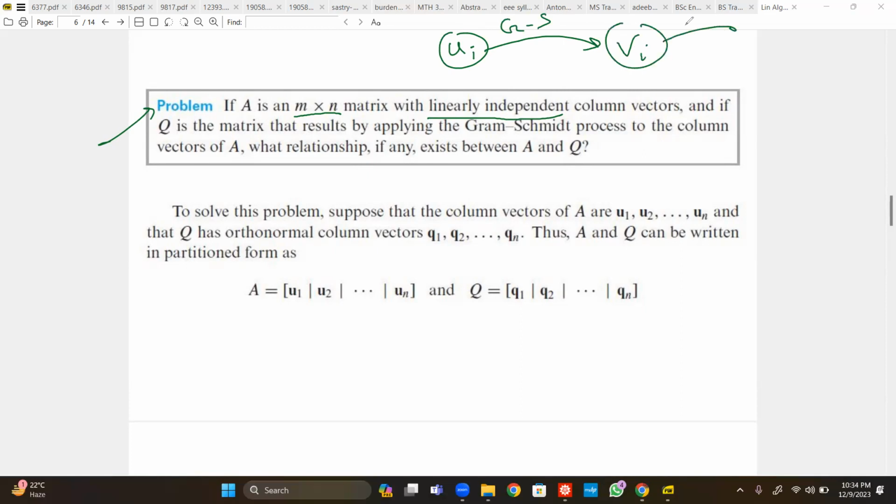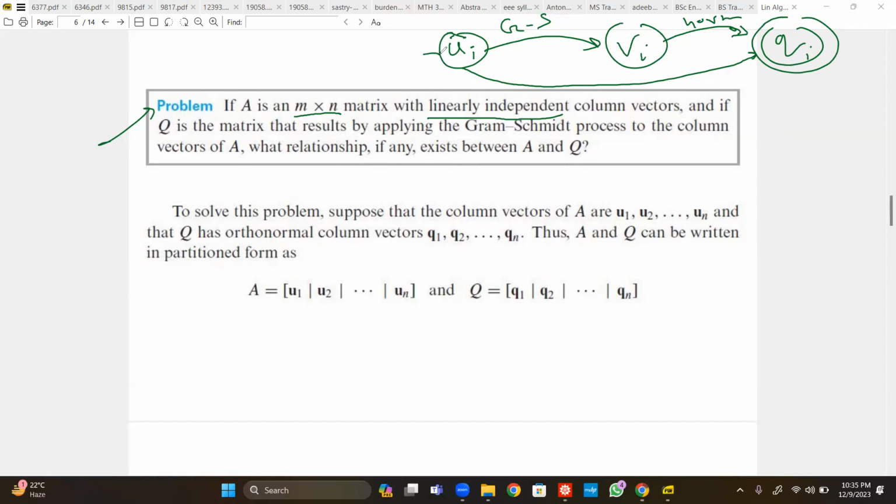In fact, you normalized to get the QI's. And now you form a new matrix, which is also m by n, called Q, that contains the modified versions of UI. The original columns, since they were linearly independent, were a basis for the corresponding space, but they were not orthogonal. But the QI's are not only orthogonal, but orthonormal.